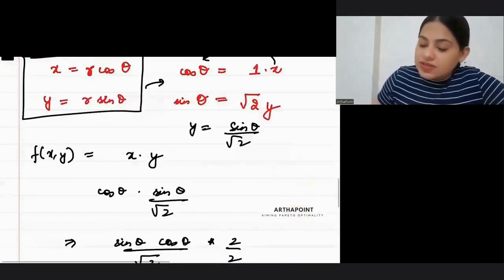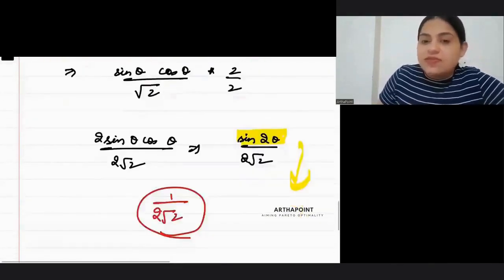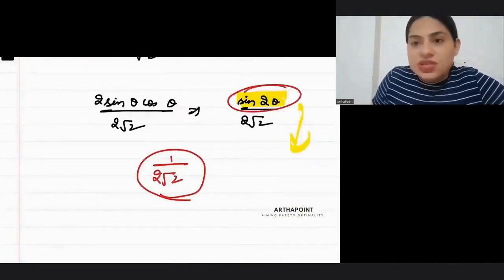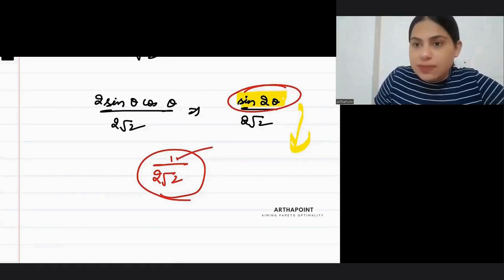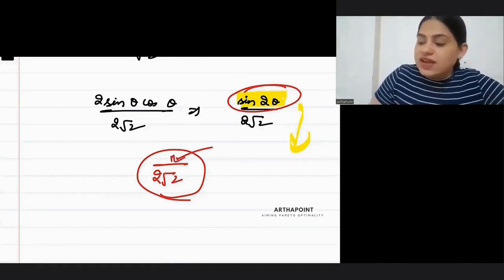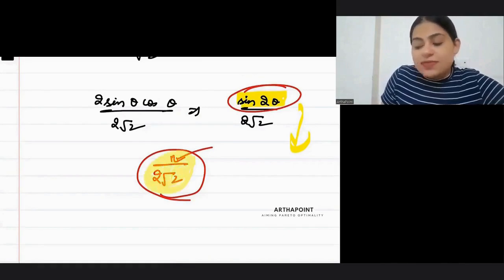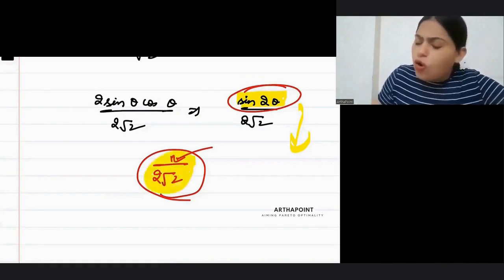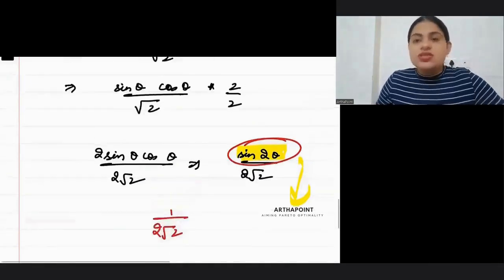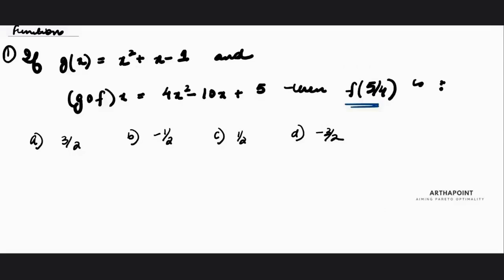Either you can do it by this method: this function takes the maximum value when sine is at its maximum, which can be between 0 to 1, so the numerator becomes 1. The maximum value of this is 1, and the denominator has 2 root 2, so the value of xy comes out to be 1 by 2 root 2. That's the maximum value it can take, or you can do it simply by the method of differentiation, up to you. So this is an important question. Go ahead and take some questions related to functions.